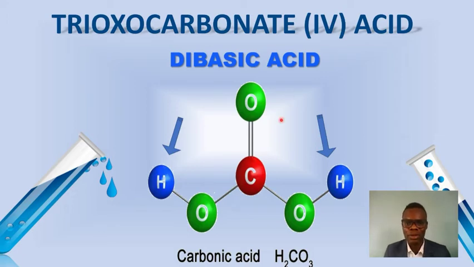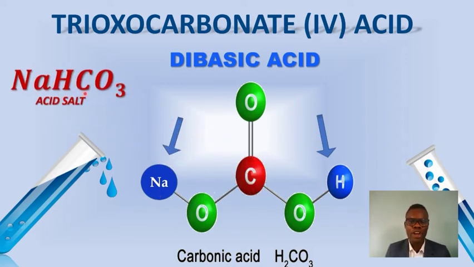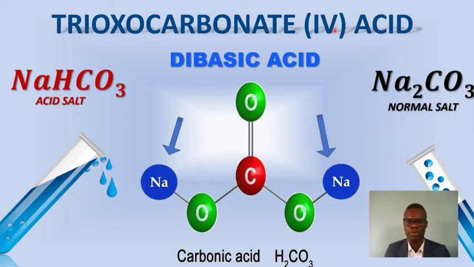First is an acid salt, when only one of the hydrogen ions is replaced. And when an acid salt is formed, we are going to have something like this. If we are using sodium ion as the metallic ion, you are going to have sodium hydrogen trioxocarbonate 4, an acid salt. And secondly, this can also form a normal salt when all the hydrogen ions are replaced by a metal. So you have another sodium replacing that hydrogen, and you are going to have sodium trioxocarbonate 4, a normal salt.